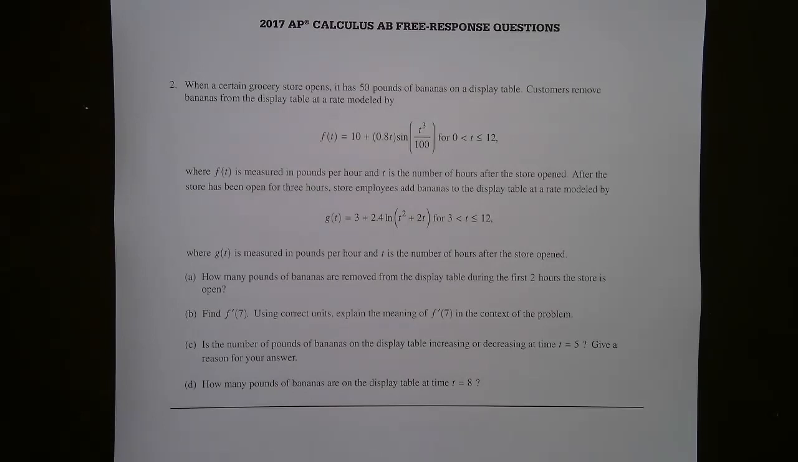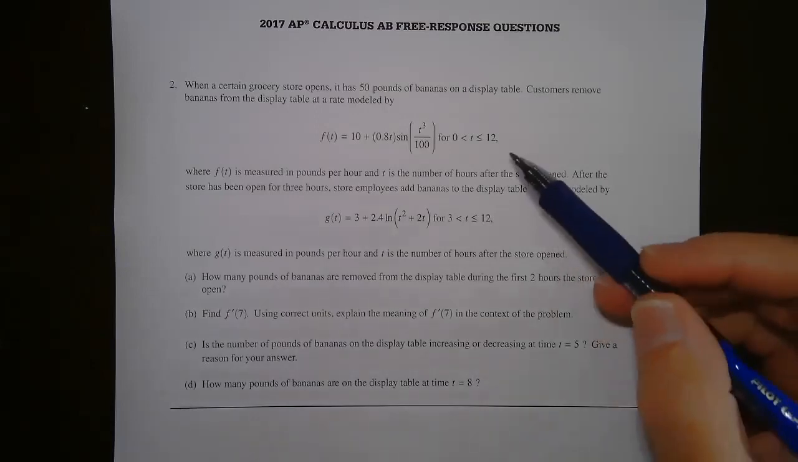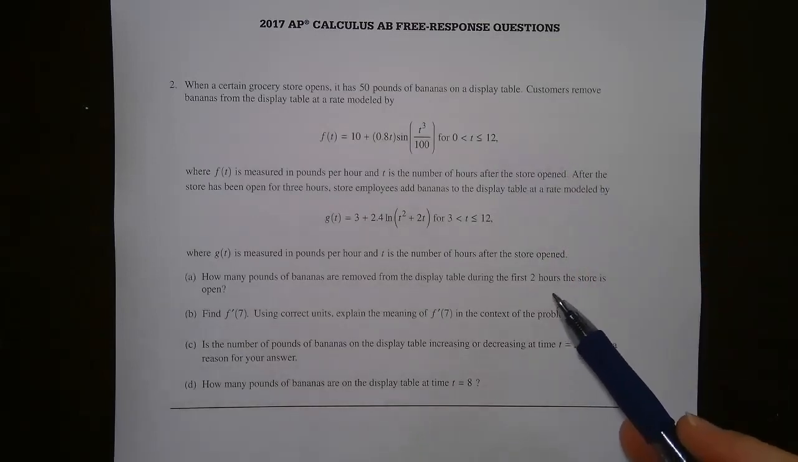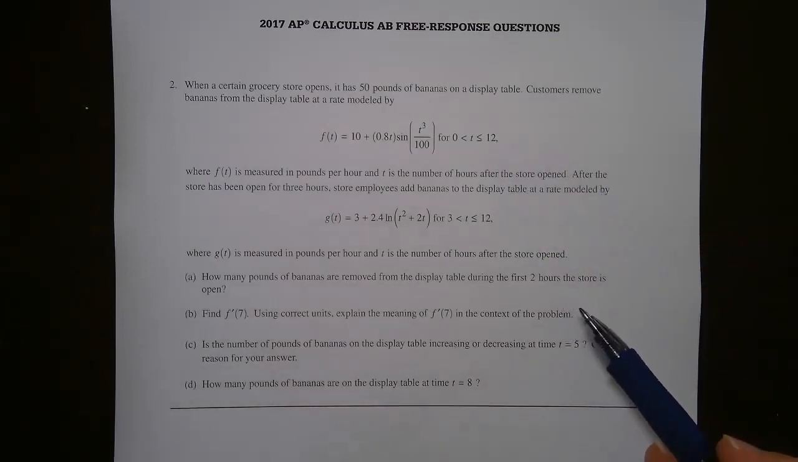So here's the first question. How many pounds of bananas are removed from the display stand during the first 2 hours the store is open? If we have the rate at which they're being removed, which is f of t, and we simply integrate that for the first 2 hours, from 0 to 2, that's going to give us the pounds of bananas that were removed. So let's go to our paper, write that up, and then use our graphing calculator to get the approximate value.